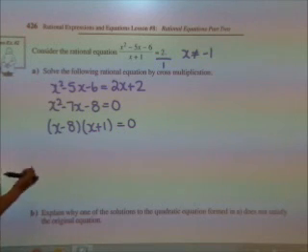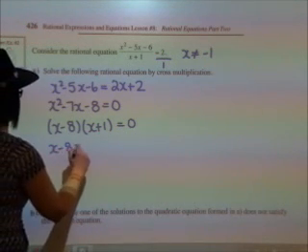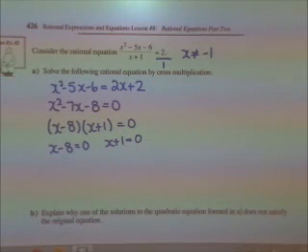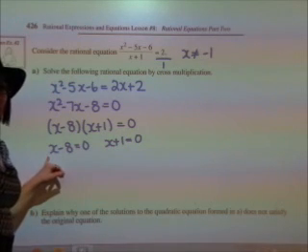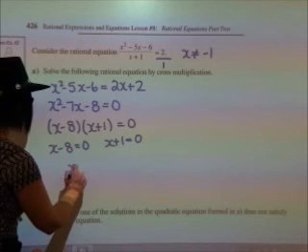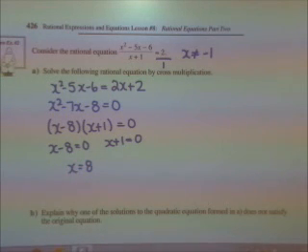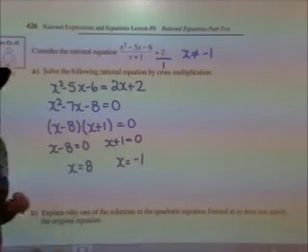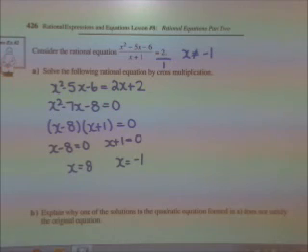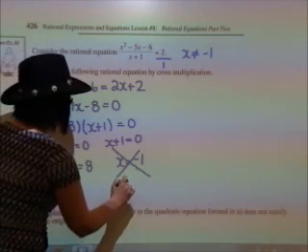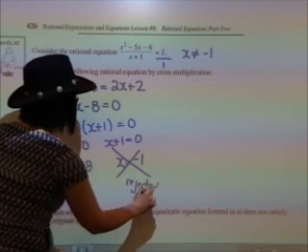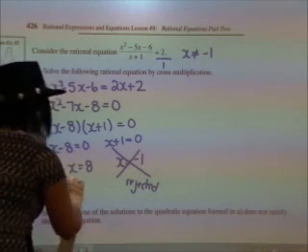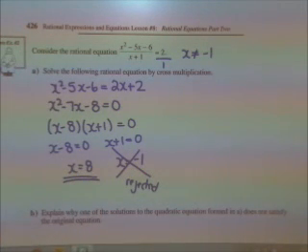So if either one of these two factors equaled 0, the whole thing would equal 0. That's my zero property. So if x minus 8 equals 0, what does x equal? 8. And if x plus 1 equals 0, x would equal negative 1. So this ends up being rejected because x can't equal negative 1 in my original equation. So then my solution becomes x equals 8.